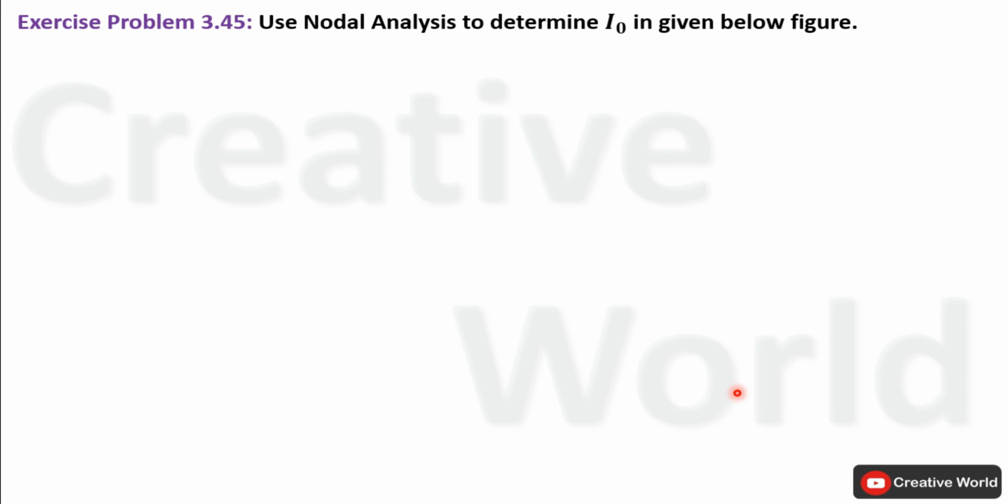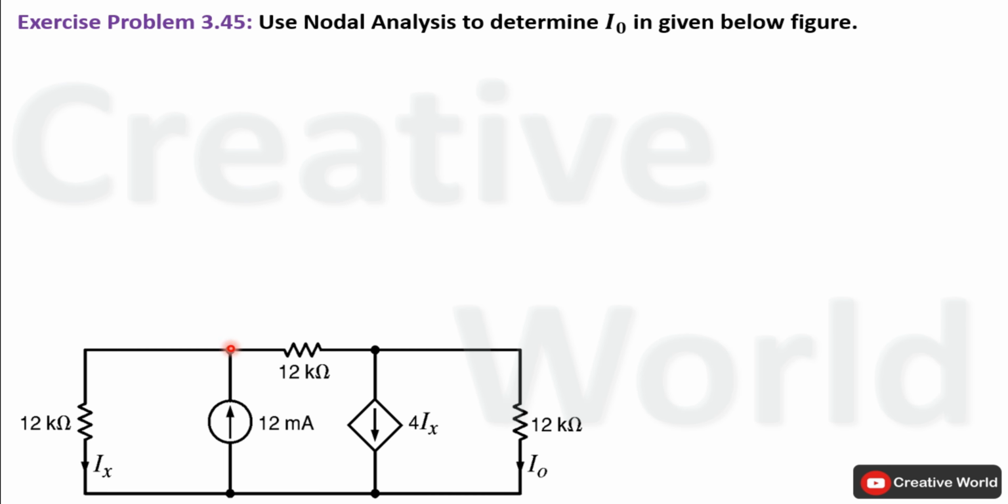Exercise problem number 3.45. Use nodal analysis to determine the value of current I0 in the given figure. This is the circuit diagram of the given problem. Inside this network, we have to find the value of current through this branch labeled as I0 with this specific direction. And we have to apply the nodal analysis technique on this network. So without wasting time, let's proceed towards the solution.